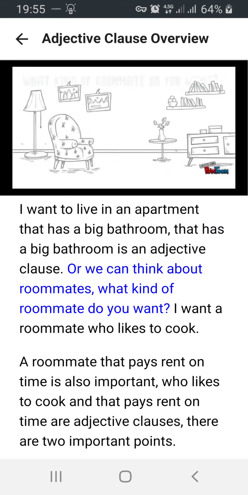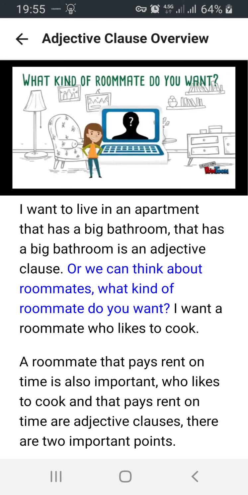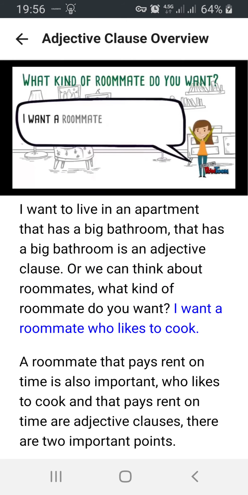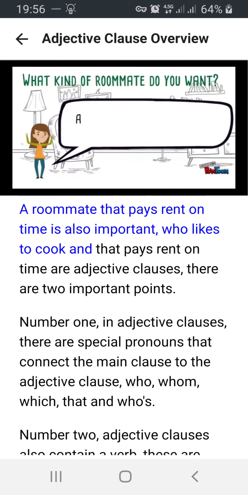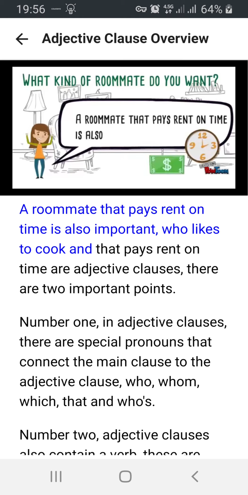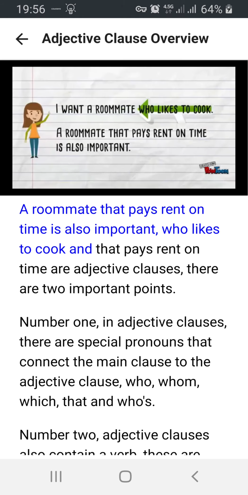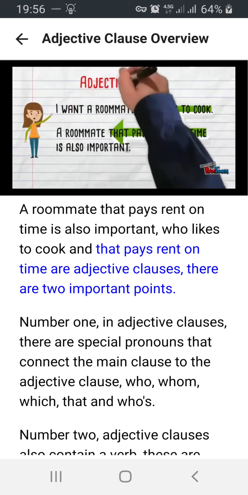Or we can think about roommates. What kind of roommate do you want? I want a roommate who likes to cook. A roommate that pays rent on time is also important. Who likes to cook and that pays rent on time are adjective clauses.